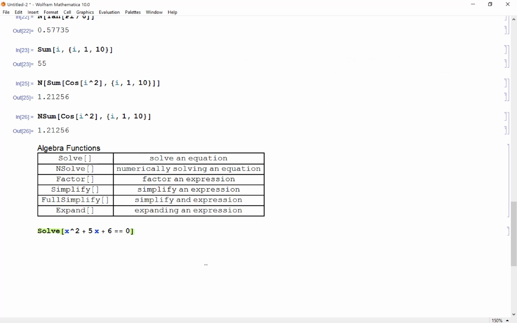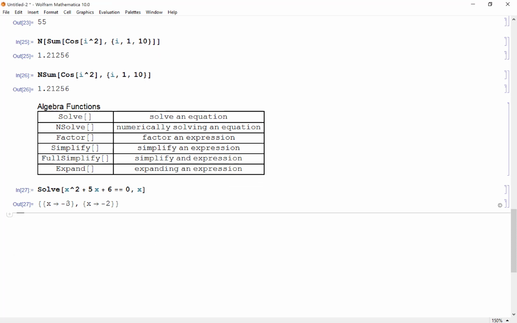And now the solve function needs to know what variable we're solving for. So we're going to solve for the variable x like that. I'm going to hit Shift Enter. Look at that. I get -3 and -2 as my solutions.